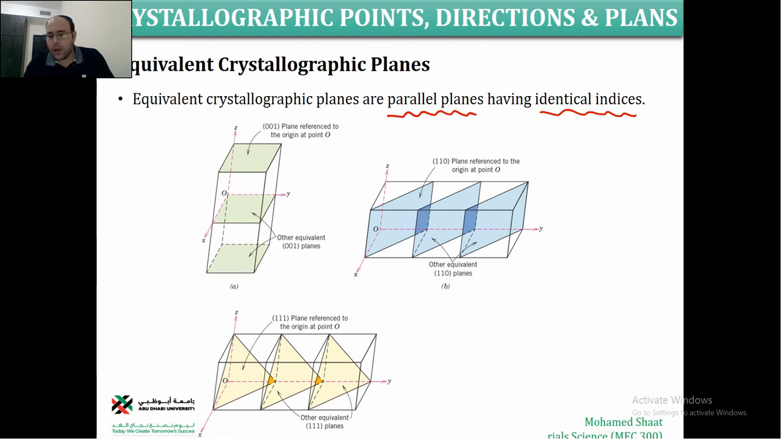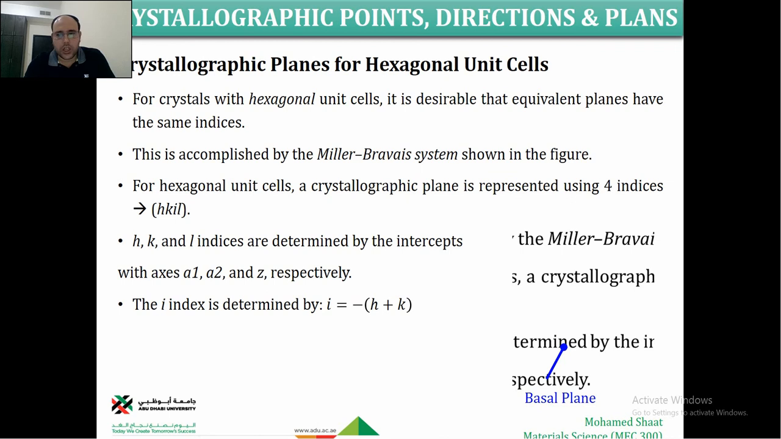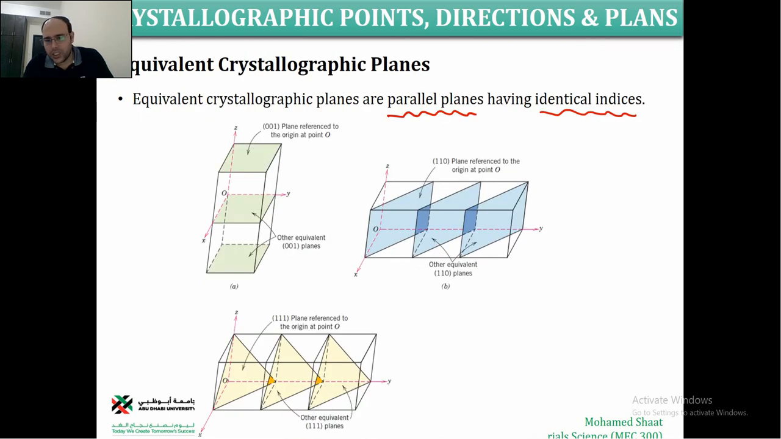crystal structure. But for the hexagonal crystal structure, there is a kind of a challenge, there is a difficulty, there is a problem with the hexagonal crystal structure. So now I'm going to explain and show you how we can identify the Miller indices or the indices for a crystallographic plane in a hexagonal crystal.